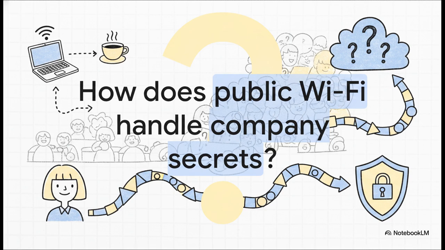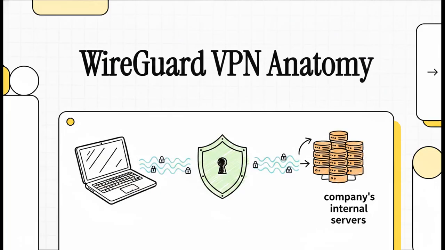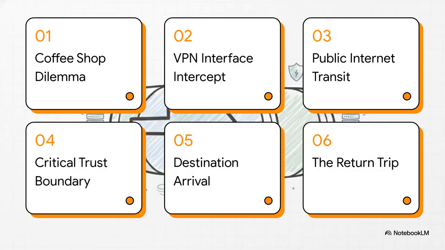So today, we are going to follow the epic split-second journey of her single data packet to see exactly how it stays safe in such an inherently untrusted environment. Welcome to this explainer. Today, we're taking those invisible, complex networking concepts and turning them into a visible, step-by-step journey. We are going to completely break down the anatomy of a WireGuard VPN tunnel. We'll track Priya's request from the exact millisecond her fingers hit the keyboard all the way to her company's internal servers and back again.